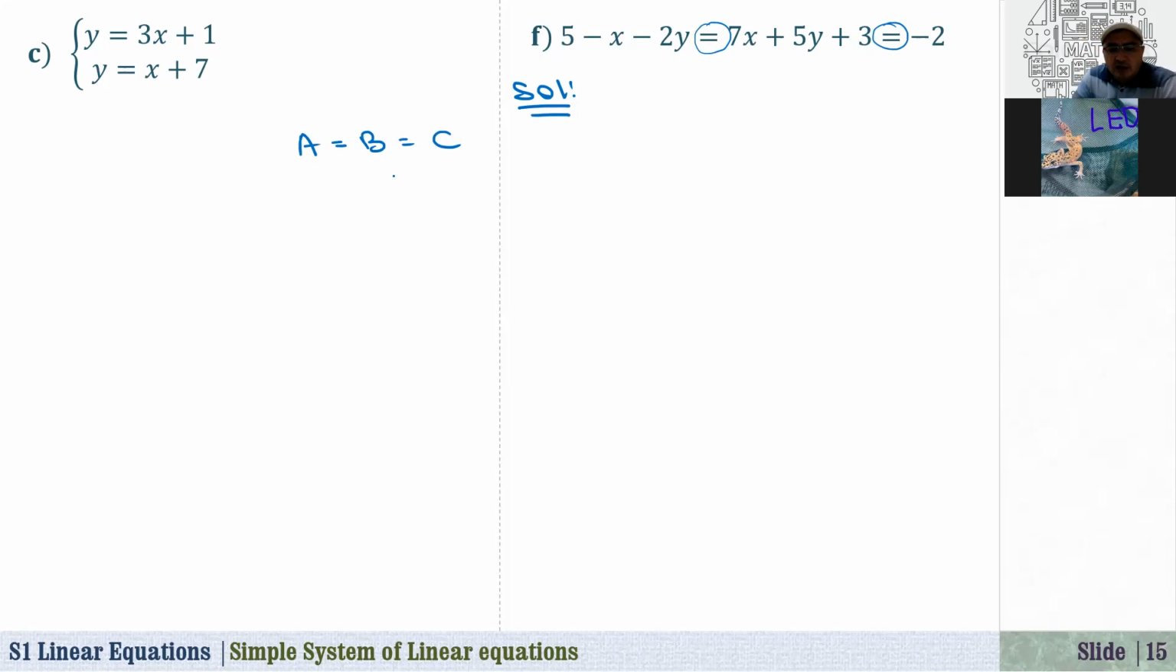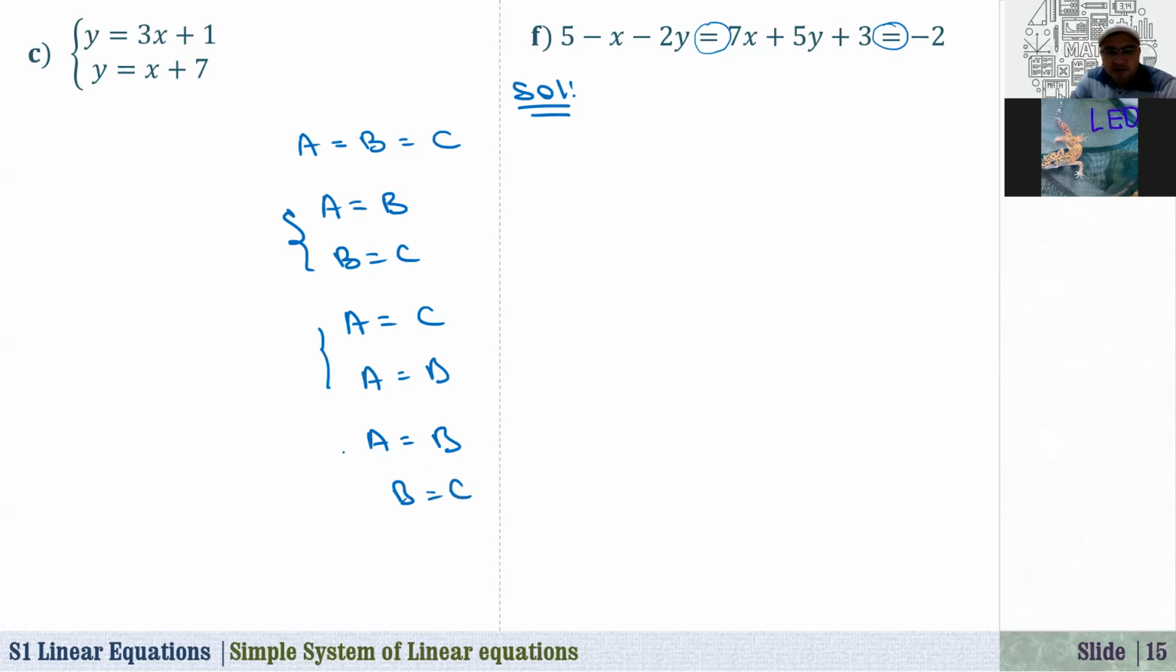So how can I form 2 systems? I can just write A equals B and B is equal to C. Or A is equal to C and A is equal to B. This is also true. Actually, it doesn't matter. Or you can even write A equals B, A equals C, B equals C. But to solve this system, just 2 equations are enough. So let me just pick the first and the second equation.